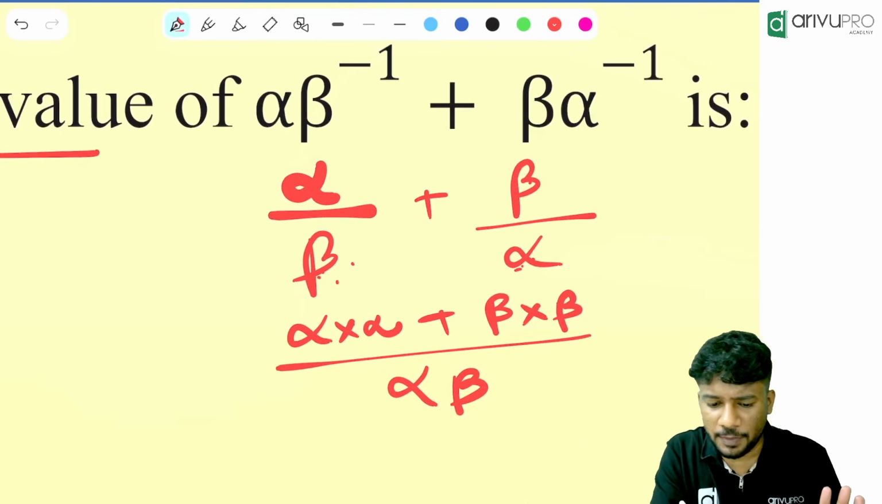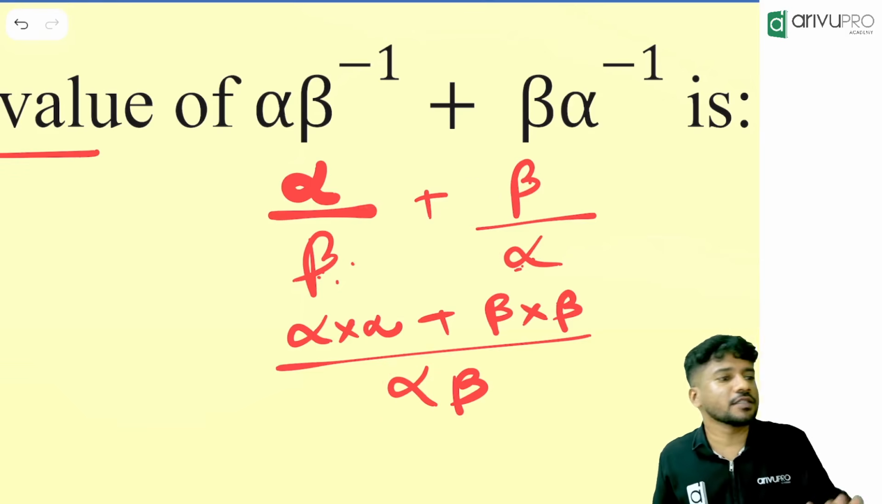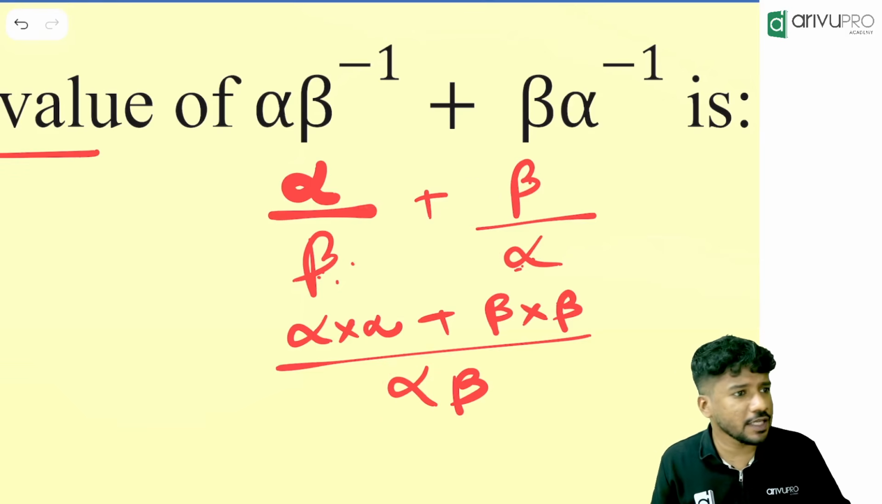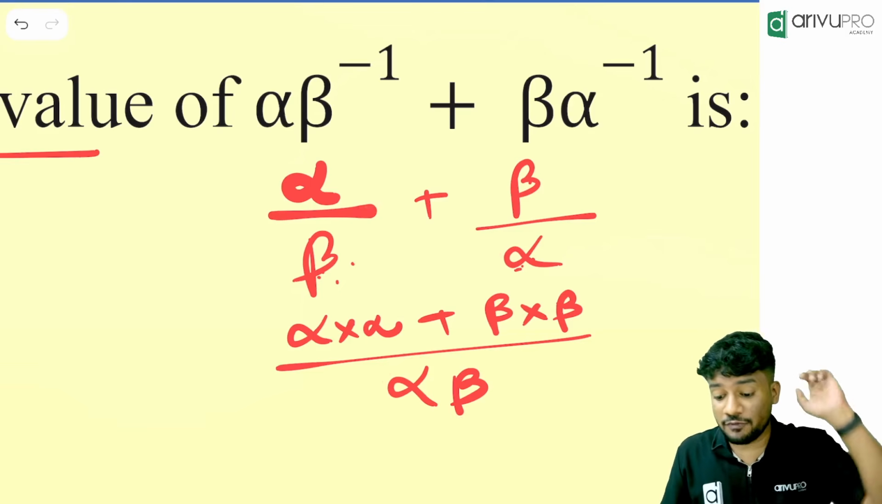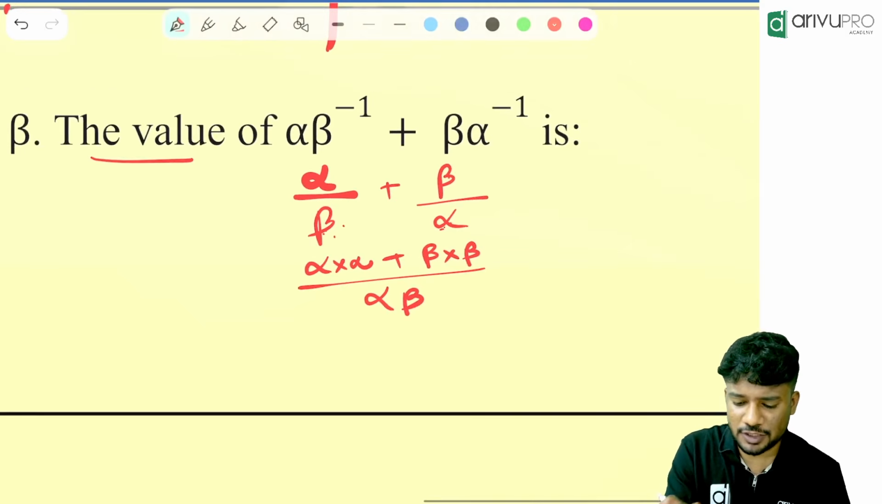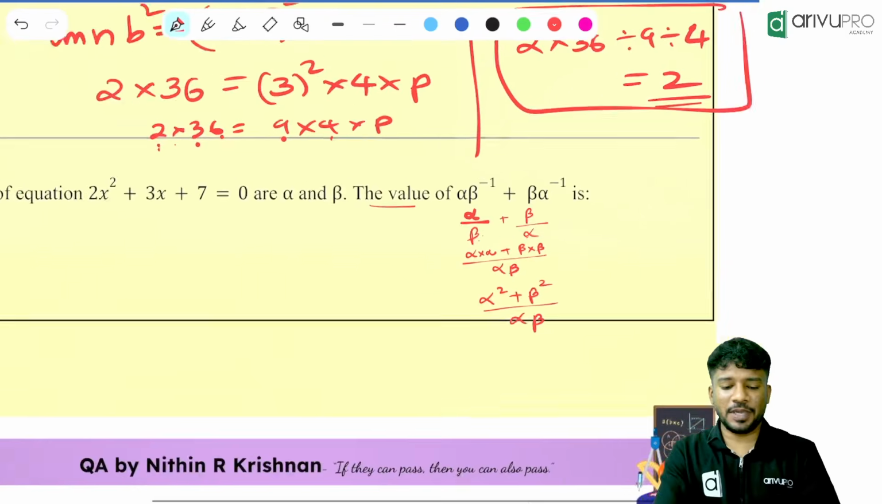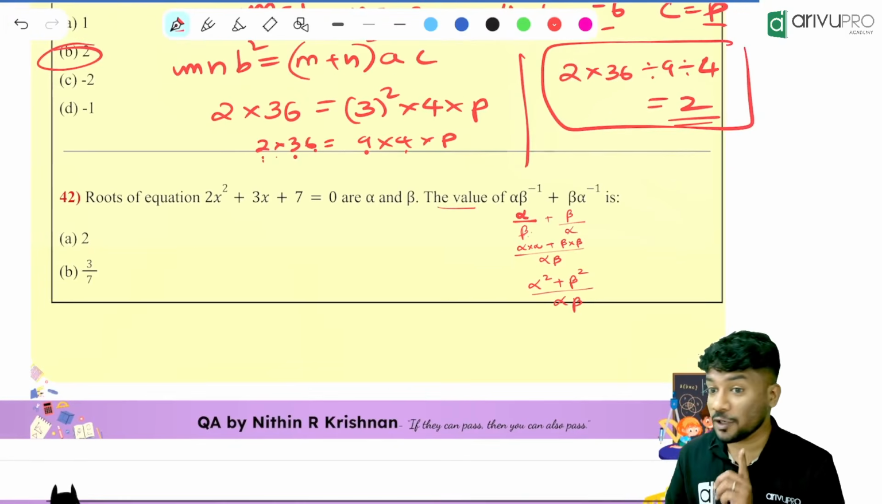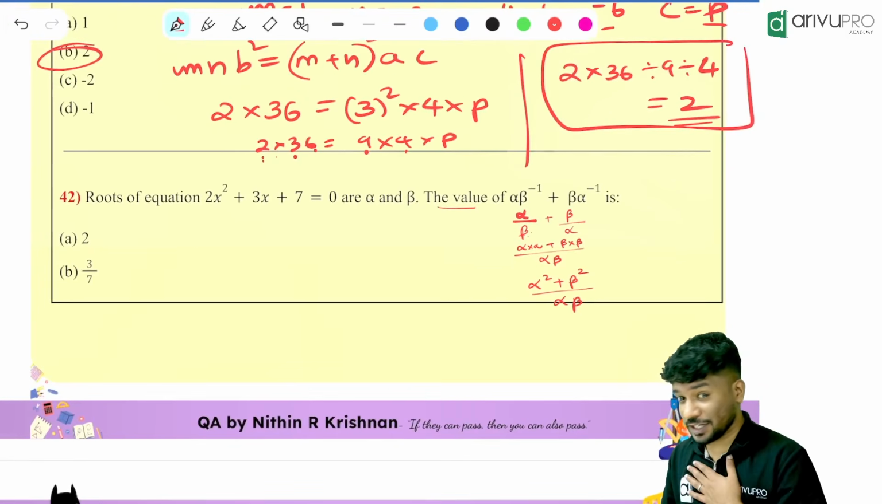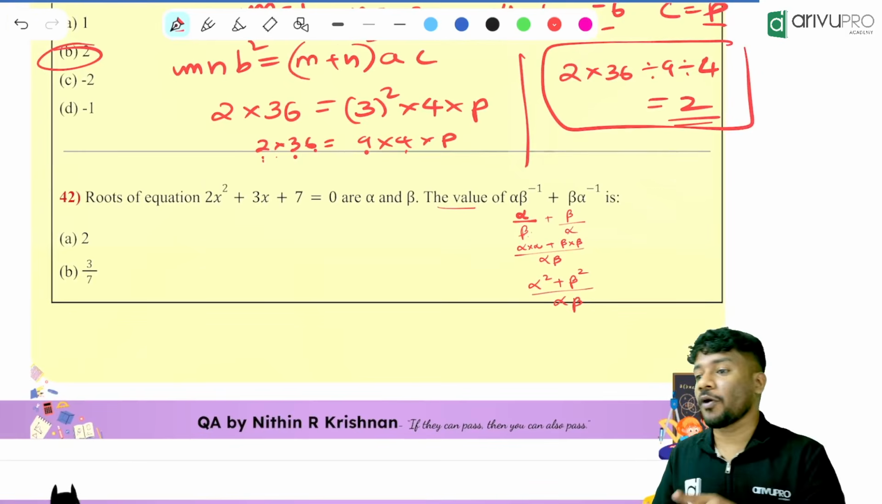You can keep it in your mind like that. You are cross multiplying and writing the denominator, that is alpha beta in the denominator. Then the numerator alpha into alpha plus beta into beta. So alpha into alpha is alpha square plus beta square divided by alpha beta. Now, they gave us a quadratic equation. Why did they give us a quadratic equation? So that we can find the sum of the roots and product of the roots.